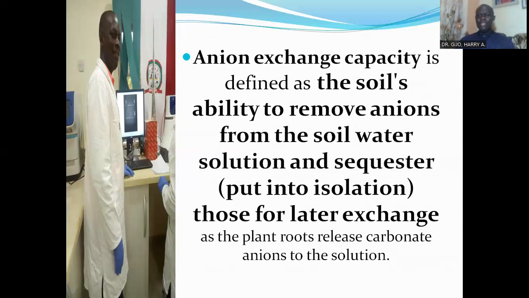Okay, the soil is able to remove anions from the soil water solution and sequester them. Sequester means to save or to put into isolation, for later exchange. So anion exchange capacity is the opposite of cation exchange capacity.